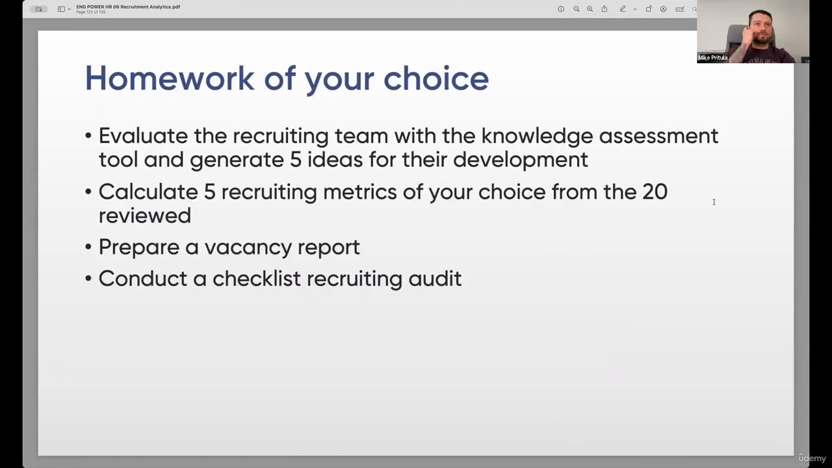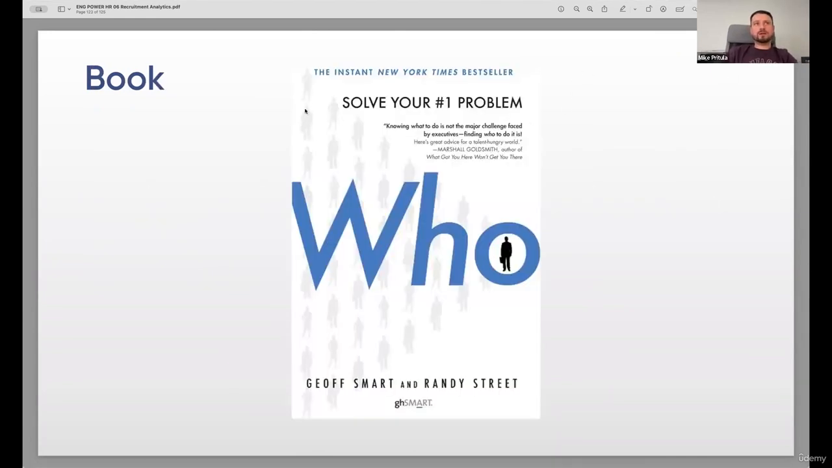And now the homework. Evaluate the recruiting team with a knowledge assessment tool and generate 5 ideas for their development. Or calculate 5 recruiting metrics of your choice from the 20. Or prepare a vacancy report. Or conduct a checklist for recruiting audit. I also recommend you read the book, which is Who? Solve Your Number One Problem.